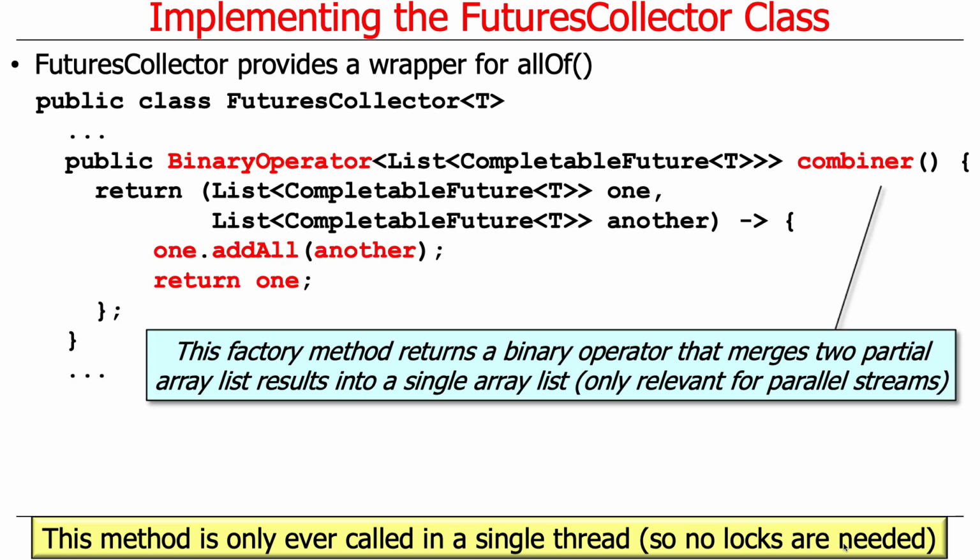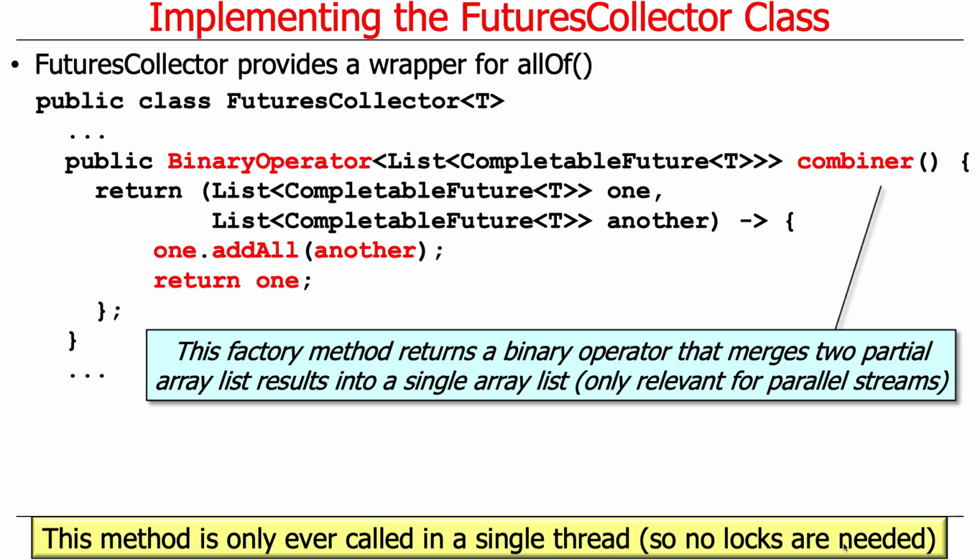The third method we provide here is called combiner. Combiner will take one list of completable futures of type T and simply append it to the end of another list. So it just joins them together. It combines them. We don't actually use this particular method at all in this case because we're not using parallel streams. But if we were to use parallel streams, this is what would be used to join two subresults into a single result, which could be done recursively, of course, as you come back up out of the tree of recursive calls.